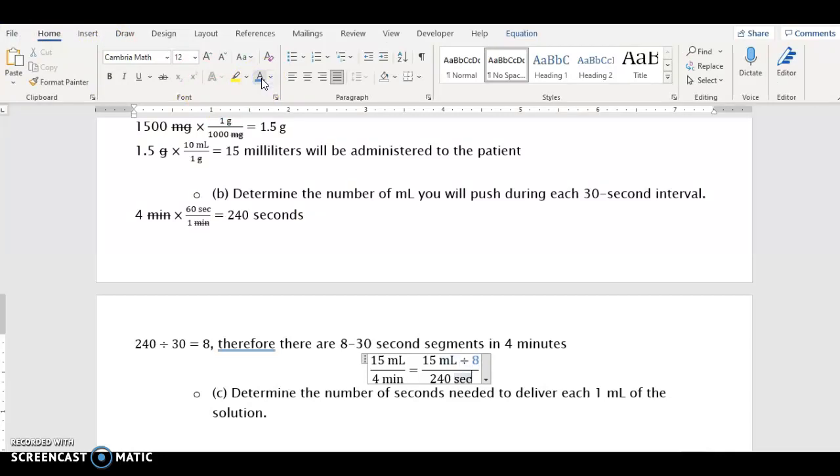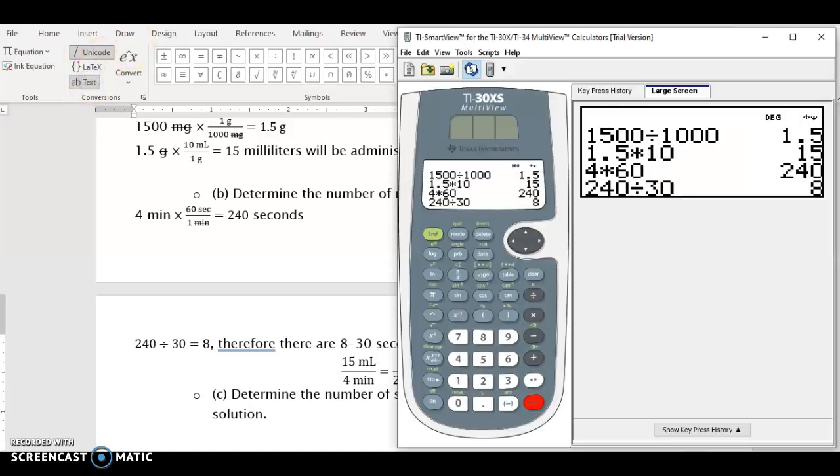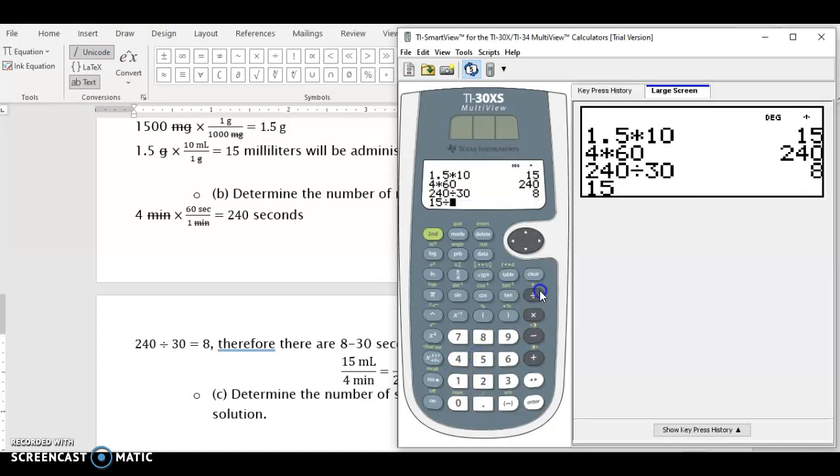Okay, what that's going to do for us is tell us how many milliliters to push every 30 seconds. We know that 240 divided by 8 is 30, so we're going to end up with 30 seconds in that denominator. But what we need to figure out is 15 divided by 8, so let's put that on our calculator. 15 divided by 8 is about 1.875. You might round that.